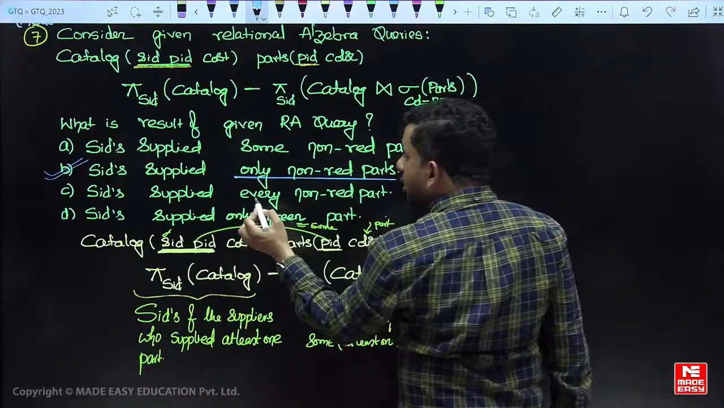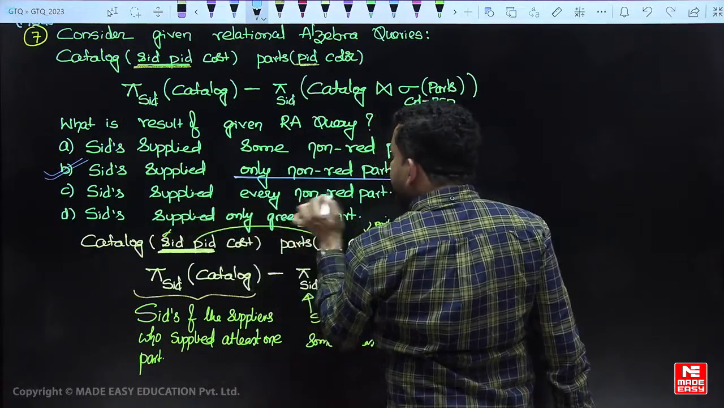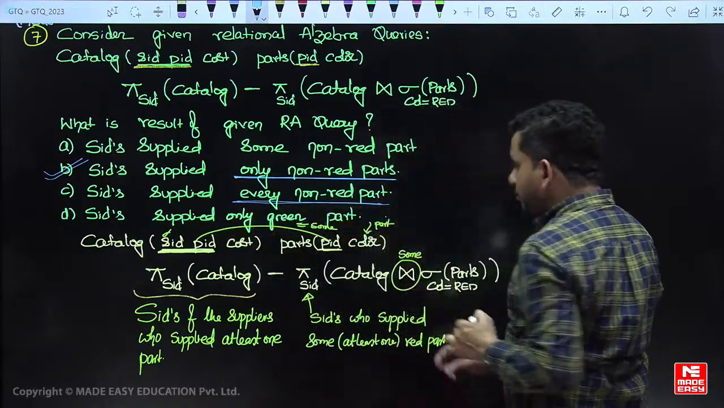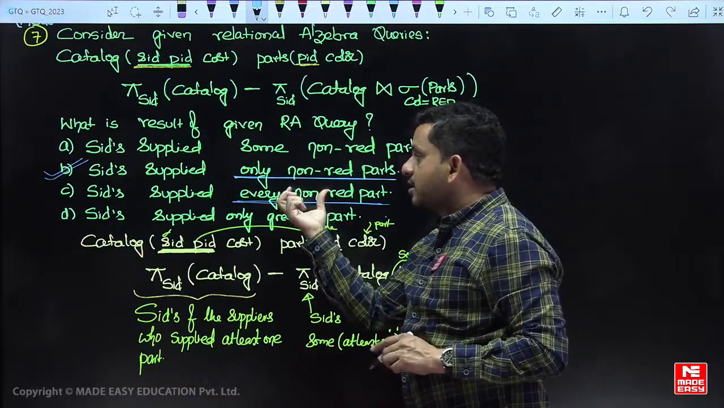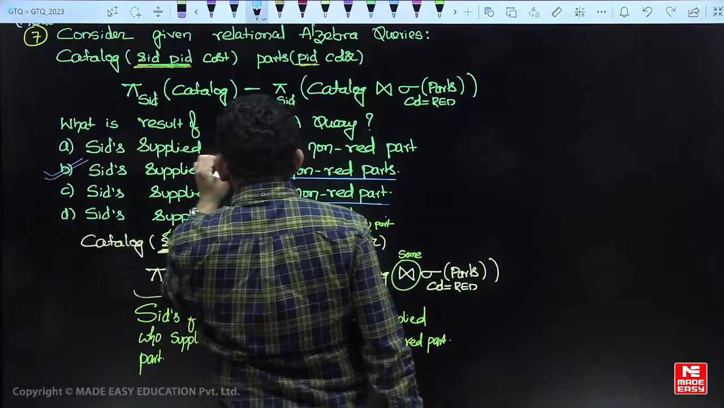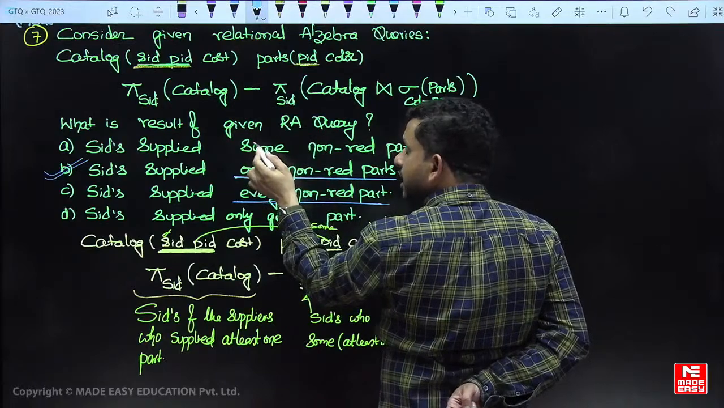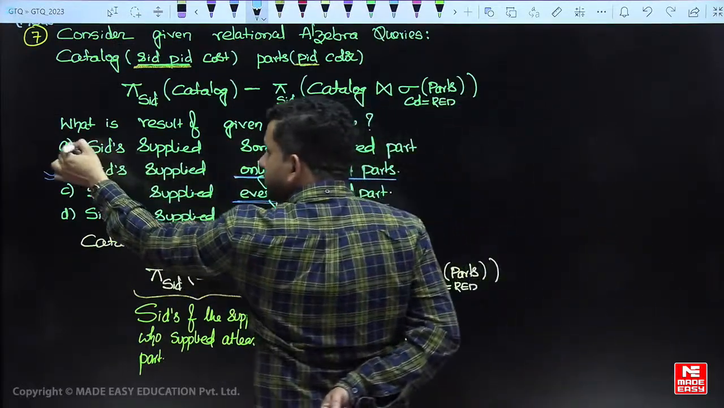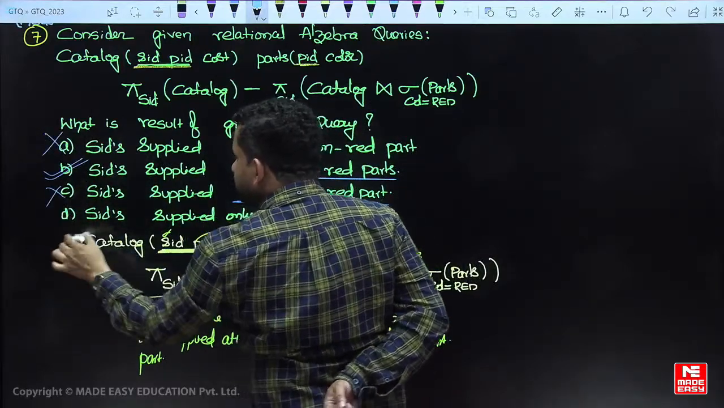Many are saying the third option, suppliers who supplied every non-red part. That requires division. We can't do this kind of thing directly with a simple set difference. It required division, so this is not a correct answer. Supplied some non-red part? Of course he supplied some non-red part, but that's not the complete statement, since he must also not have supplied any red part. So the first one is false and the third one is also false.